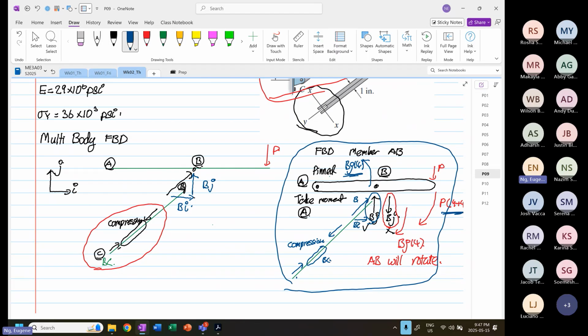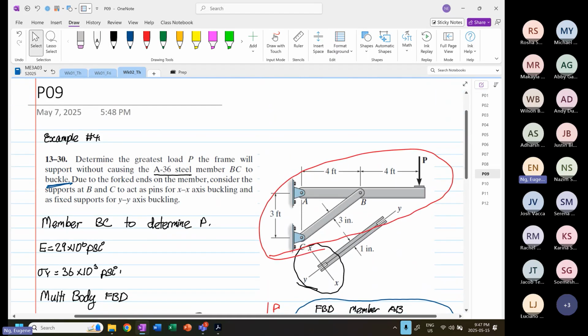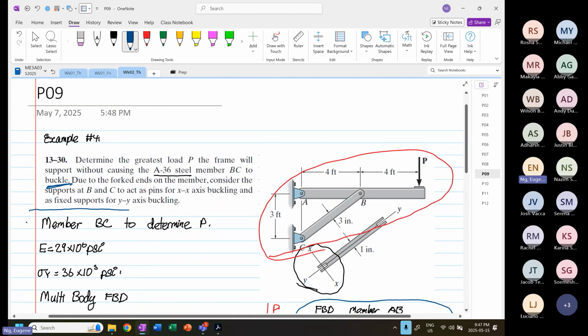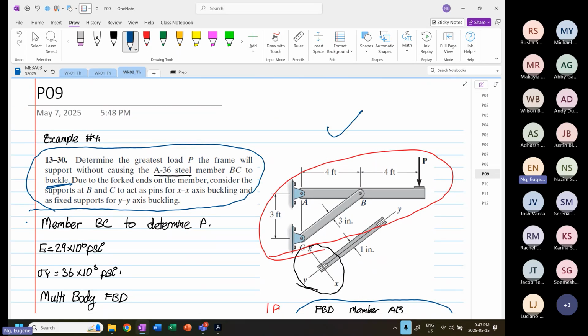Remember, in real life, you are not given this sort of information at all. In real life, you are given this diagram. Find P. This is the material to use. Let me know what is the value of P. Are we clear?